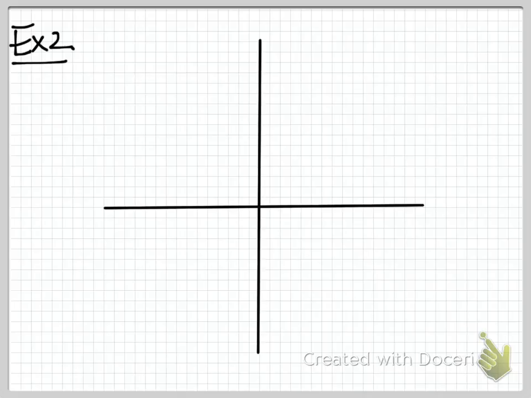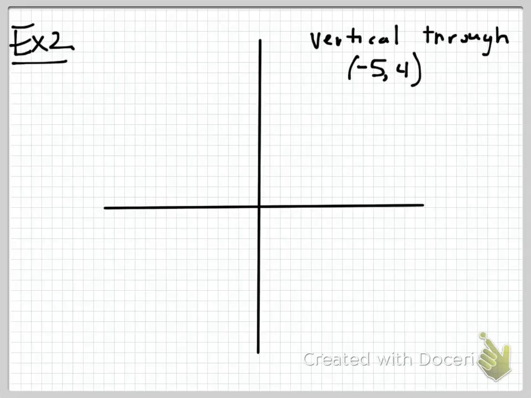All right, here you go. Let's go ahead and graph a vertical line through -5, 4. So vertical through, what did I say, -5, 4. Okay? My first step is what, Caitlin? You're going to graph what? -5, 4. Yeah, first thing is to go ahead and put a point at -5 over and up 4.